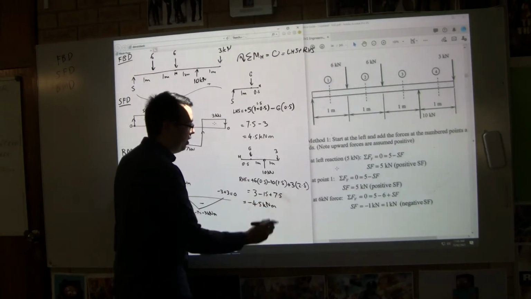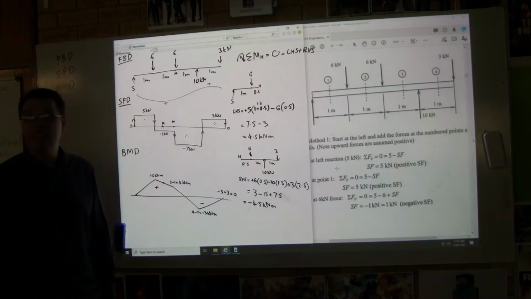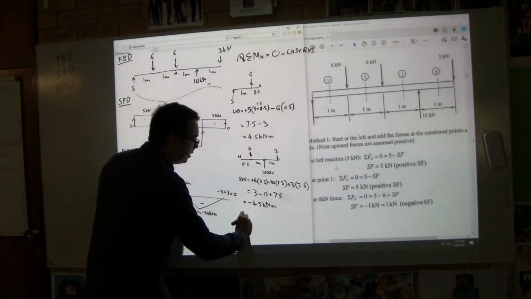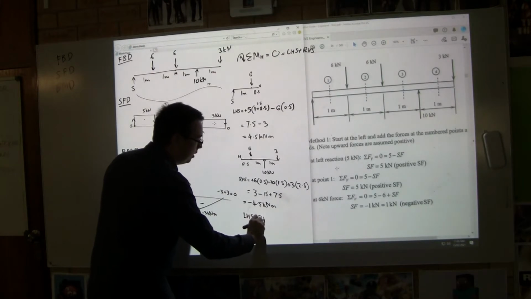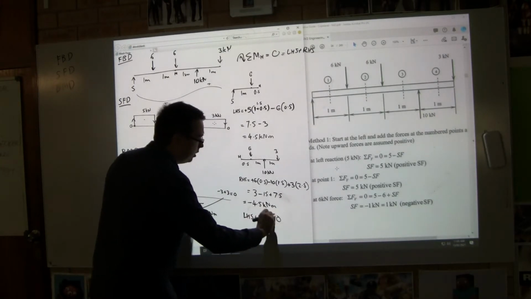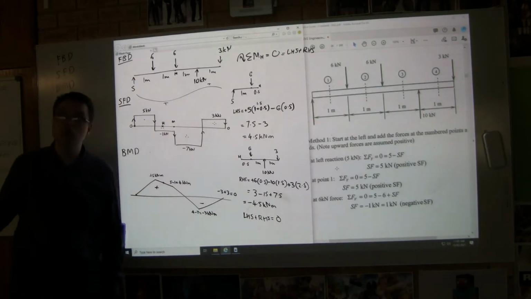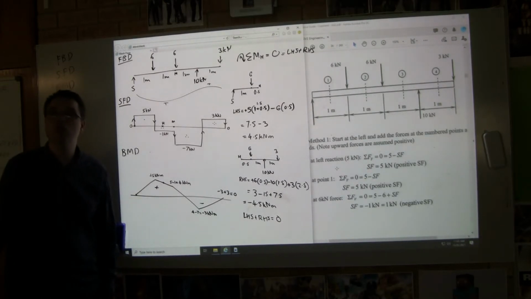Negative 4.5 kilonewton meters, right? Or anti-clockwise. So if we then take left-hand side plus right-hand side equals 0. So the sum of the forces was 0. It's true, they were 0. The sum of the forces were truly 0.